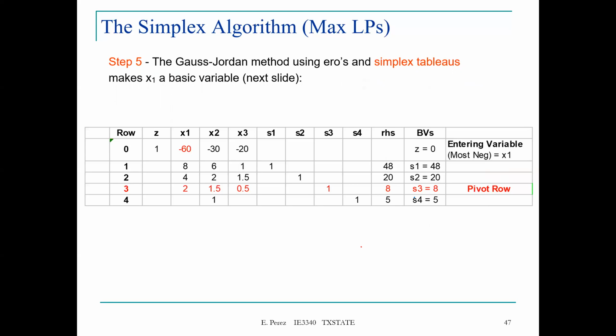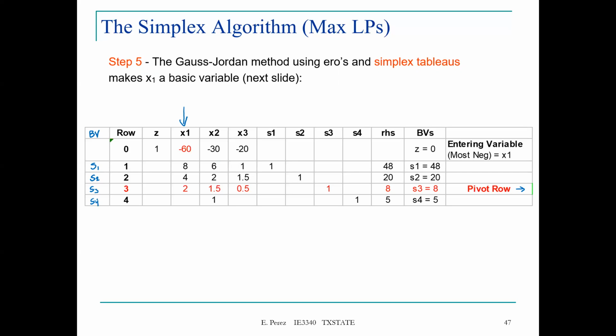So we have chosen x1 to be our entering variable. And after performing the minimum ratio test, we have found that the minimum is in row 3. So, here we have, these are my basic variables, S1, S2, S3, and S4.